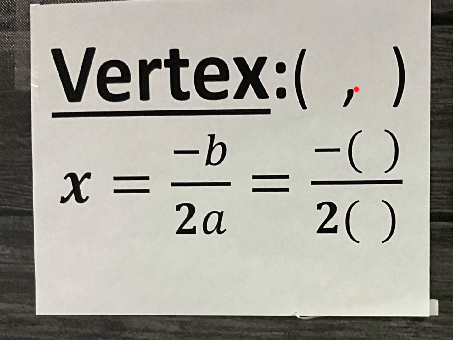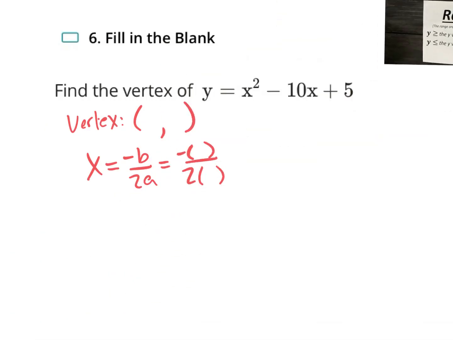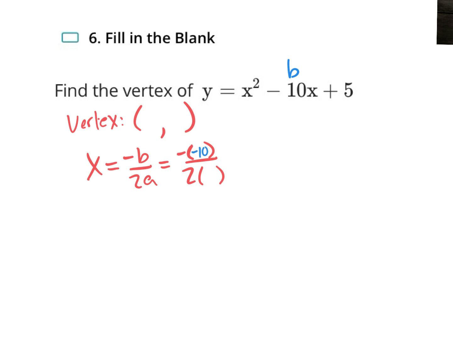Vertex, it's a coordinate. Here's a formula. I would also want you to write this down: x equals negative parenthesis over 2 times parenthesis. Okay? Anyway, now we could plug in the b value of negative 10 into that top parenthesis and the a value of positive 1 down in that bottom one. The c value we don't care about because the c value is not in the formula.